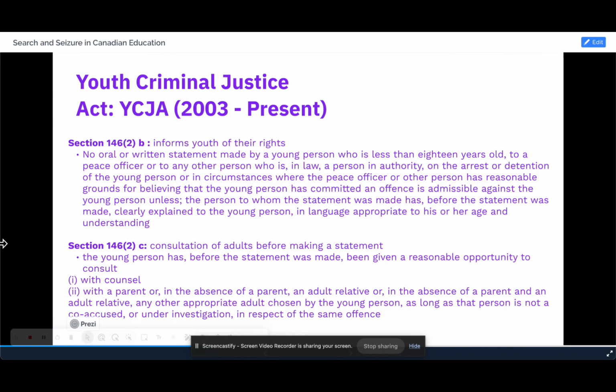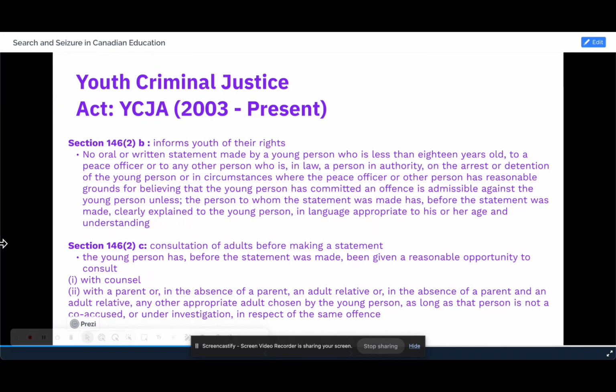So Section 124B informs youth about their rights. So no oral or written statement made by a young person who is less than 18 years old to a peace officer or any other person in a position of authority on the arrest or detention of the young person, or in circumstances where the peace officer or that person of authority has reasonable grounds for believing that the young person has committed an offense, is admissible against the young person unless the person to whom the statement was made has, before the statement was made, clearly explained to the young person, in a language appropriate to their age and understanding.